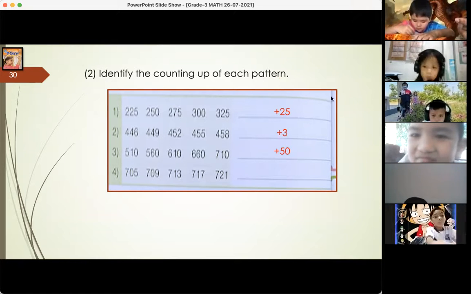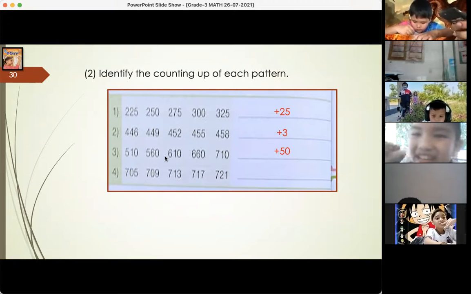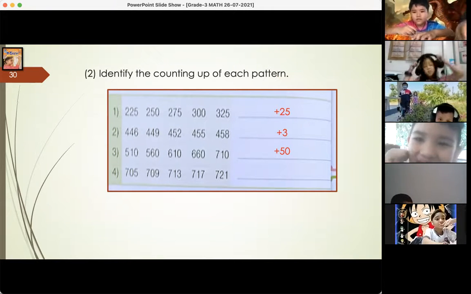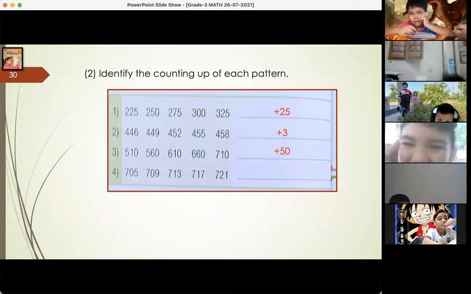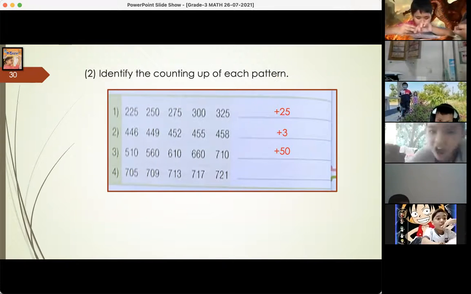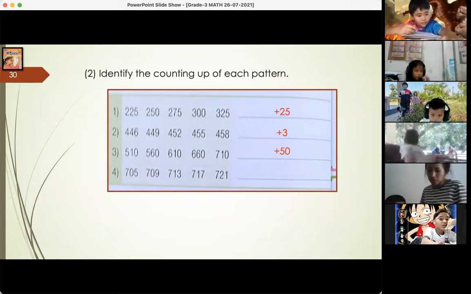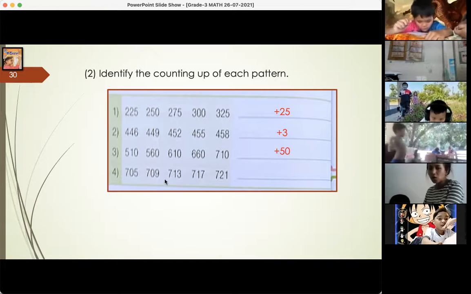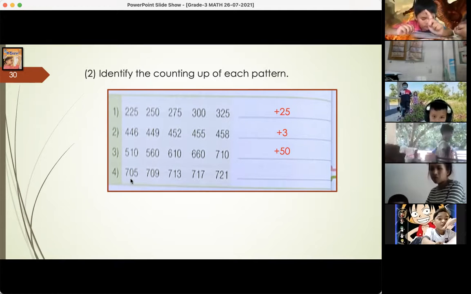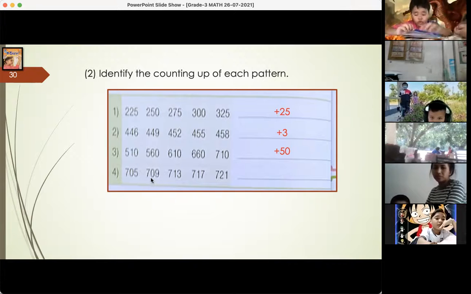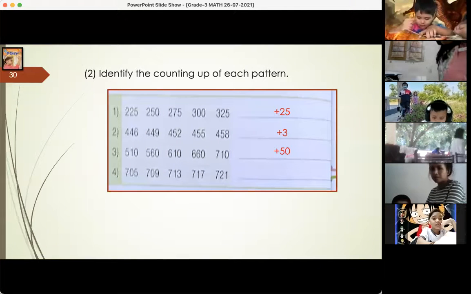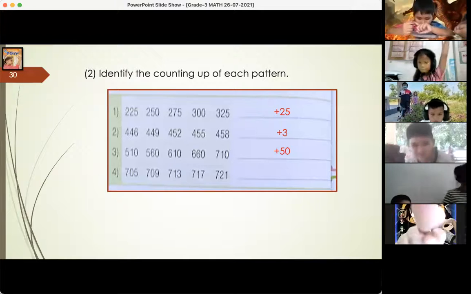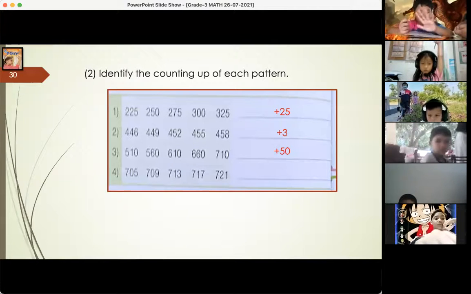Next, number 4. Who wants to try number 4? Me. Not you. You are already done. Let's give a chance to someone else. Okay, number 4. What is the relationship of this pattern? We have 100, then 705, and then the next number is counting up by how much? 709? How much is it? This is counting up by... What is your answer?